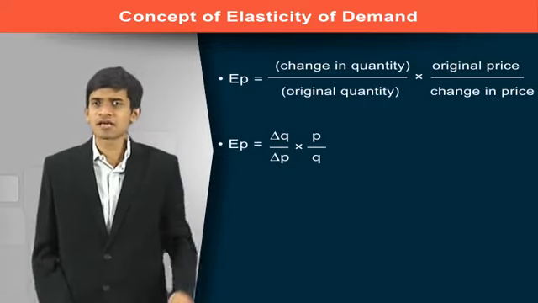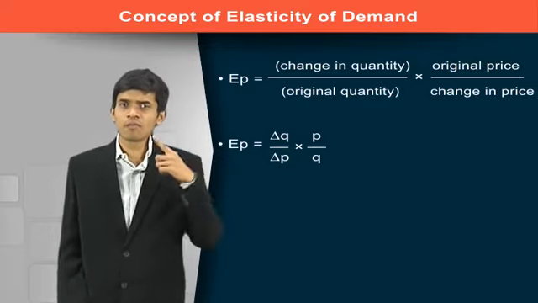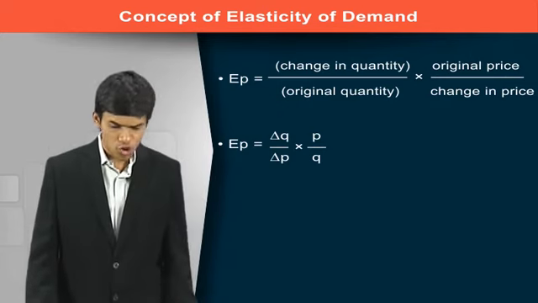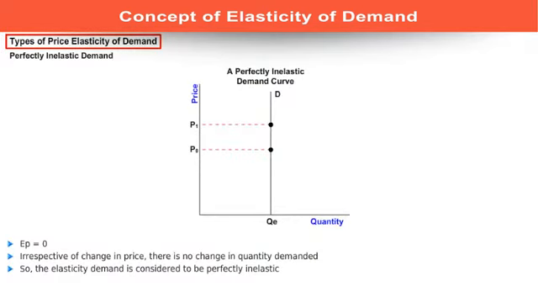It was a very simplistic example. Delta Q upon delta P into P upon Q. Now there are 5 types of price elasticity of demand. See, now you got the value of price elasticity is 1.5. You could get some other values also. And depending on the value of price elasticity, you could have a different shape of the demand curve. Now what is that? We will be understanding in the next slide. Now these 5 types: perfectly inelastic demand, relatively inelastic, unitary elastic, relatively elastic, and perfectly elastic.